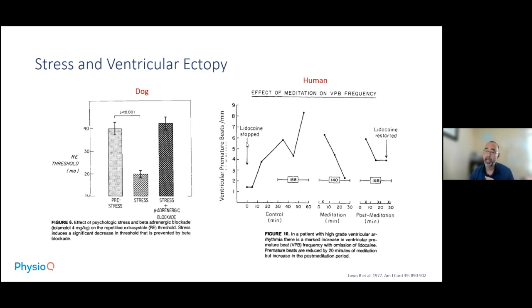When they stopped lidocaine, which is a way to stop arrhythmias, the number of ventricular premature beats increased. But then when she meditated, these ventricular premature beats decreased. And then lidocaine restored basically the normal heart so that you weren't at higher risk of developing these fatal arrhythmias. So even in the 1970s, the importance of stress and meditation was already understood. And it's surprising to many of us that this hasn't really been emphasized in the 1980s or 90s.